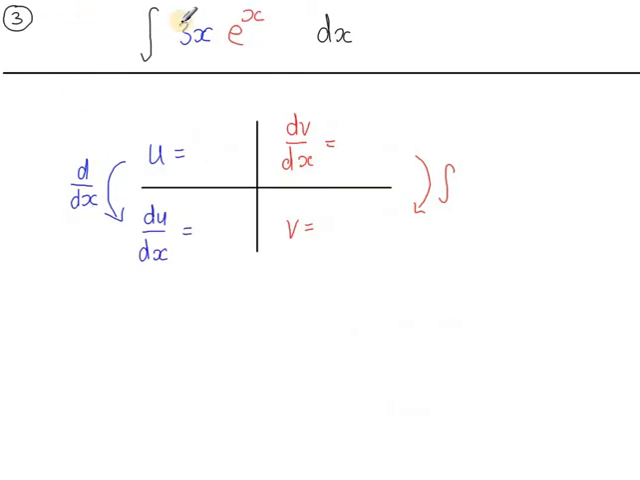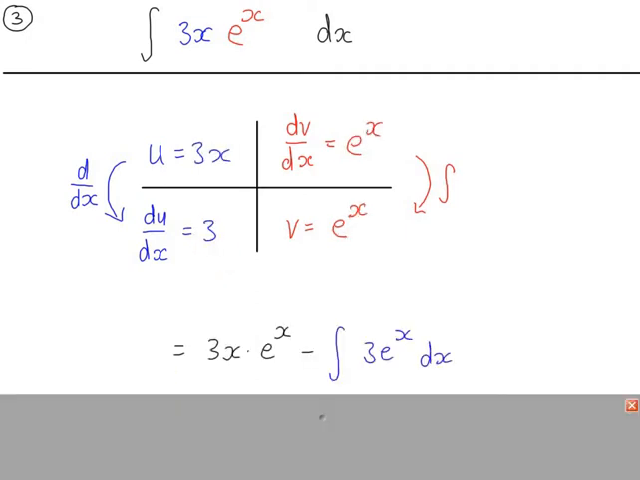Example 3, so 3x, the x term should be on the left, which it is, so the x is on the left, the x term, and then we've got the e to the power of x term on the right. When you integrate e to the x, you get e to the x again. When you differentiate 3x, you get 3. So now we have this.